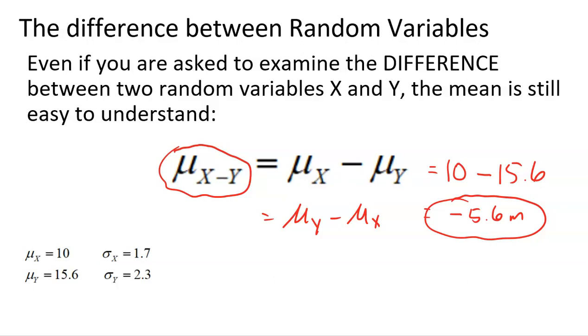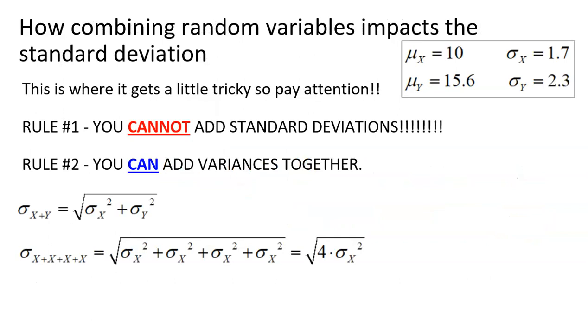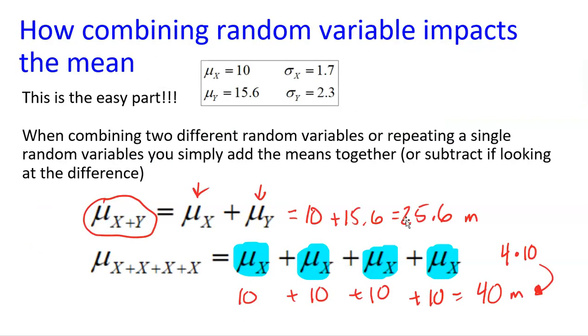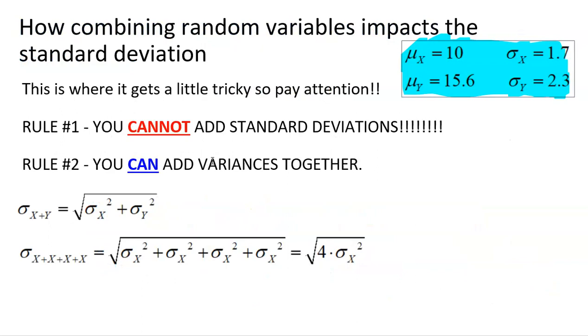But unfortunately, all that's about to change when we're working with standard deviation. So how does combining random variables impact the standard deviation? All right, this is where it gets a little bit tricky, so I hope you're paying attention. For the examples, I'm going to use these exact same numbers that we've been using here. But now we're going to be looking at the standard deviation because, go back to here real quick. Yes, I expect the total for X and Y to be 25.6 meters, but that total could be more or less. So there's going to be a standard deviation with that total as well.